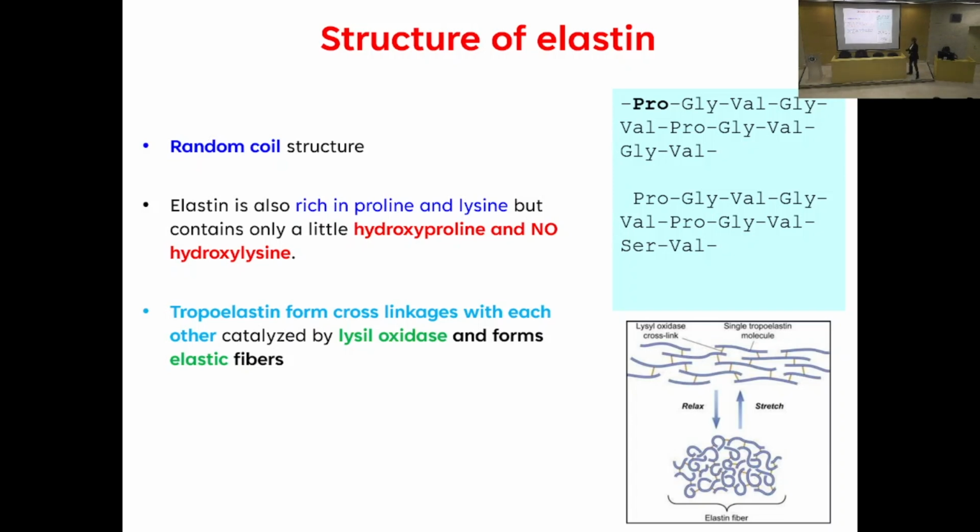All right. So as I said, in terms of amino acids, elastin is rich in proline and rich in lysine, but it has very few hydroxyproline and hydroxylysine. We always compare it to the collagen. Collagen is very rich in hydroxyproline and hydroxylysine. However, in the elastin there is some, but not as much as in the collagen. Okay? Clear?